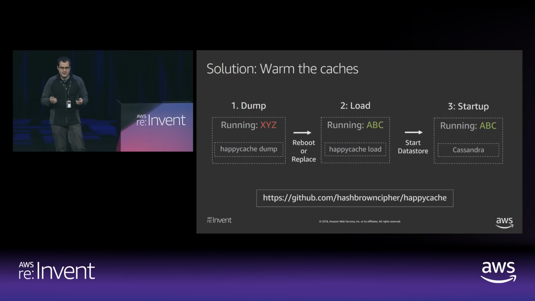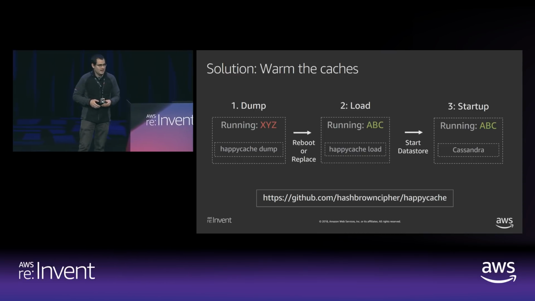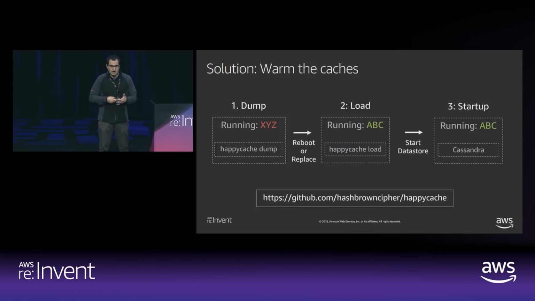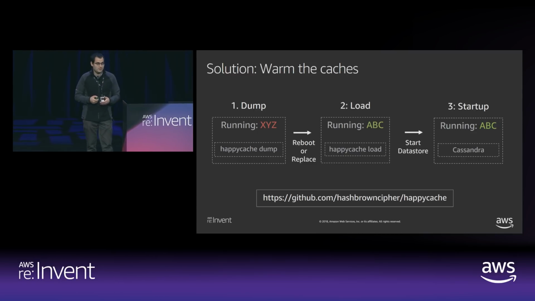Then you can reboot, replace to your heart's desire. You then take that Happy Cache dump file and put it on the new instance, or in the case of an AMI upgrade, it's already there. All you have to do now is do Happy Cache load, which goes at the full bandwidth of your drives, which on modern EC2 instances is exceedingly fast. I think for our i3 8xlarge instances, we can fully freshen the cache in a few minutes, which is totally worth it because your P99s don't suffer.